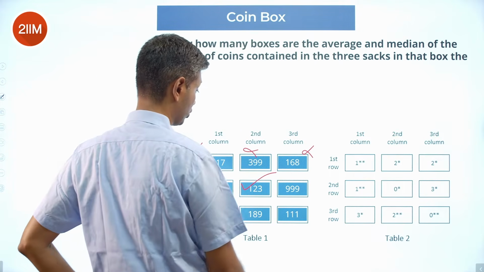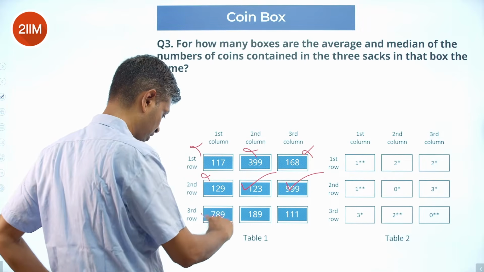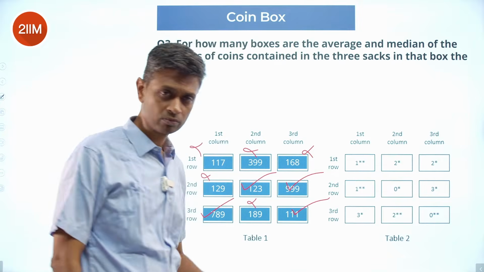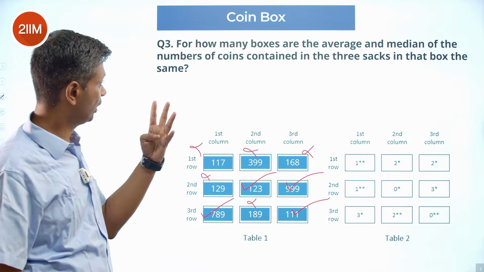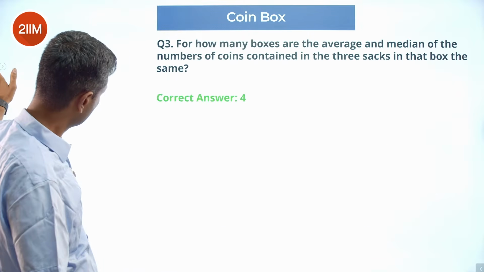2 and 2, yes. 9 and 9, yes. 7, 8, 9, median is 8, average is 8, yes. 1, 8, 9, no. 1, 1, 1, yes. So 4 values. For 4 of them, average and median are both the same.